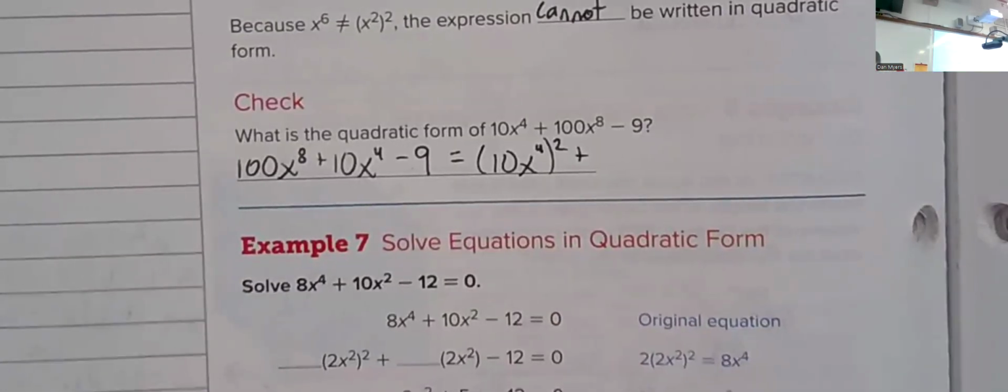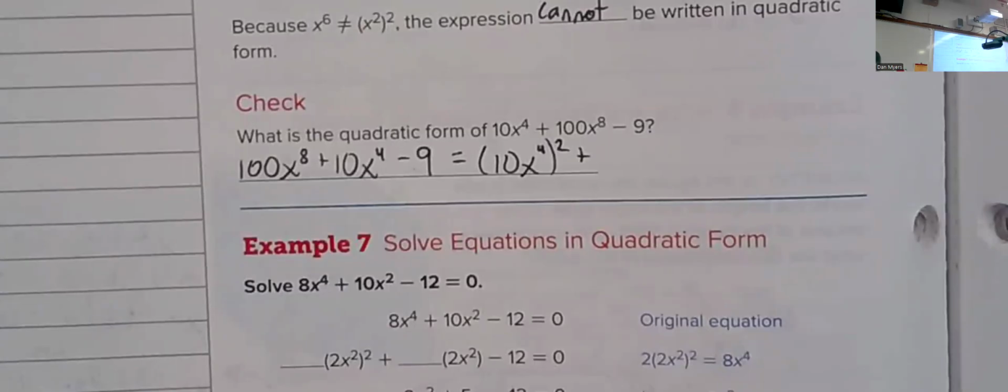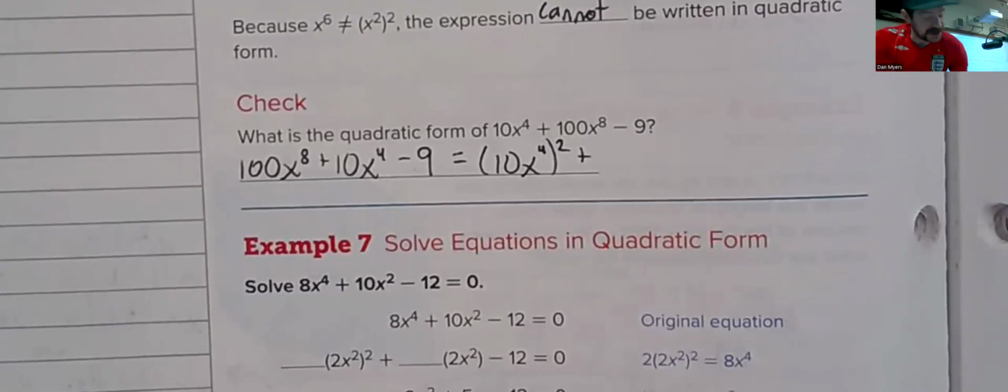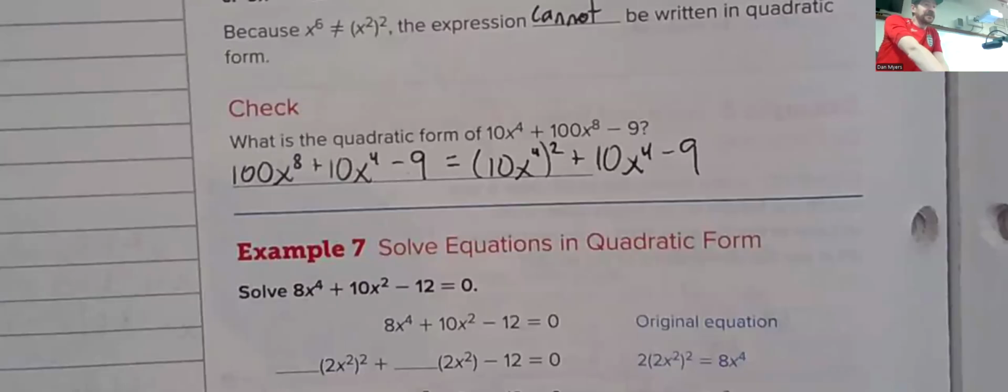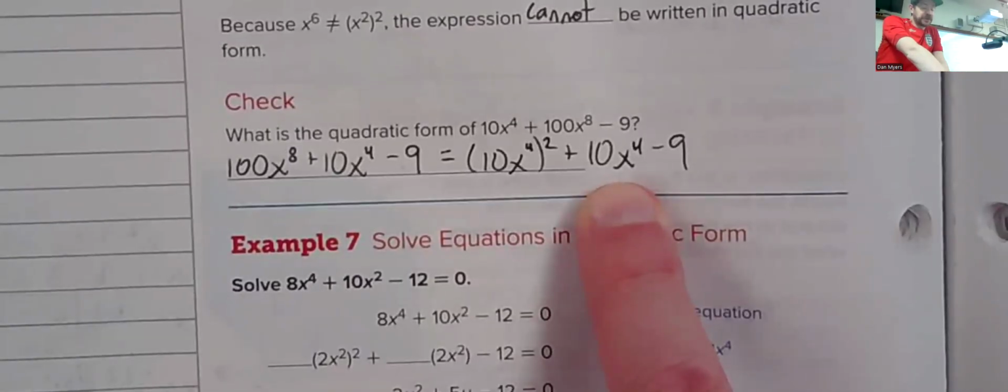Plus 10x to the 4th, right? That seems to be, because that middle term is not going to change. 10x to the 4th minus 9. Because if that's our u value, then our u value is there as well.